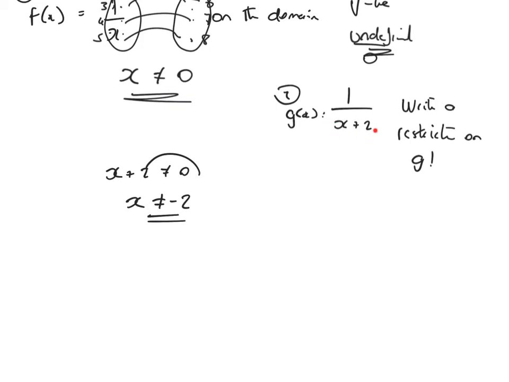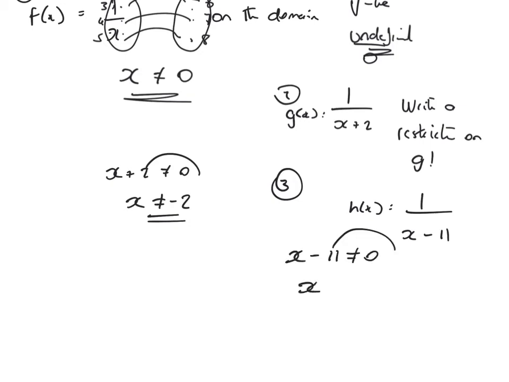Okay, so the denominator cannot be 0. The denominator is x plus 2, it cannot be 0. Bring that across, that means x cannot be minus 2. Example 3: h of x equals 1 over x minus 11. We're going to write a restriction on h. Well, again, the denominator, which is x minus 11, cannot be 0. Bring that across, change the sign, which means x cannot be 11.